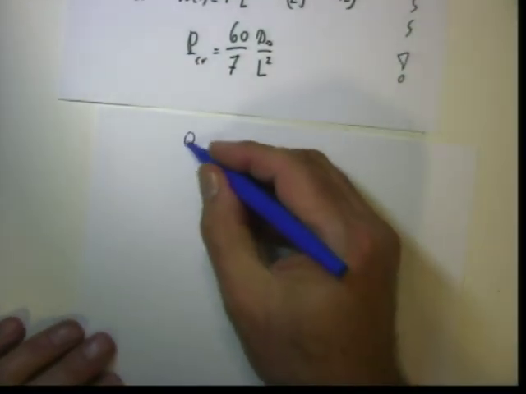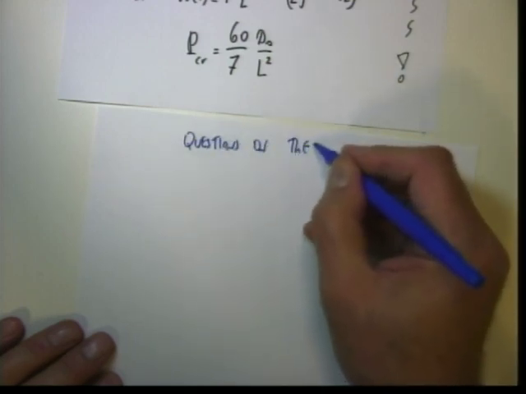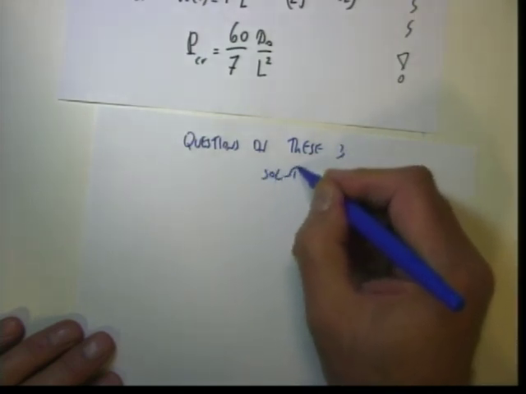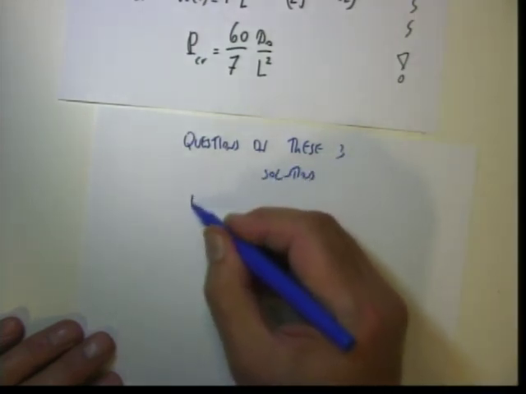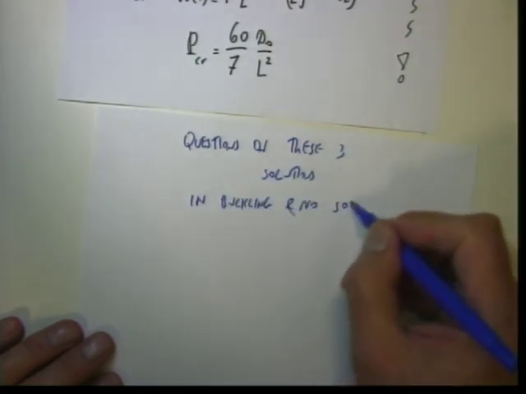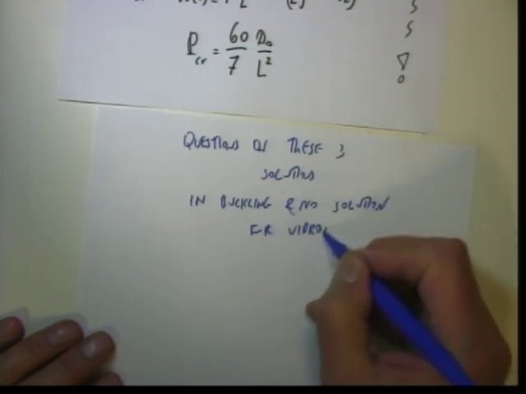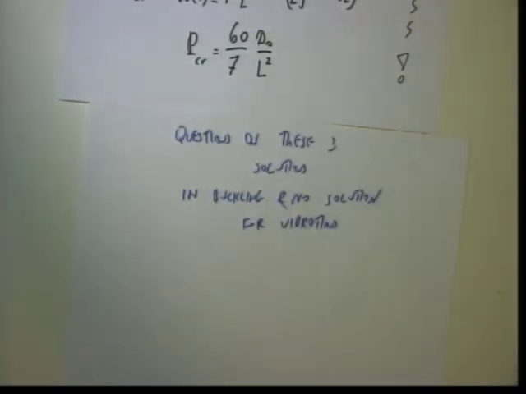So the questions arise on these 3 solutions. By the way, 3 solutions in buckling and no solution for vibrations. For vibrations, no one ever gave any solution for exact natural frequency for inhomogeneous structure. Since Leonhard Euler, he did not do, and no one else did since then.